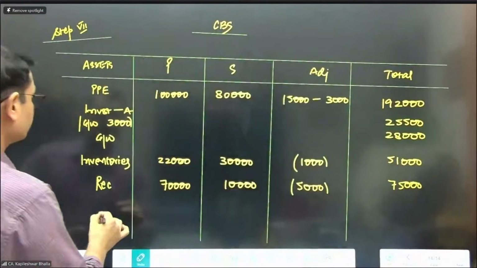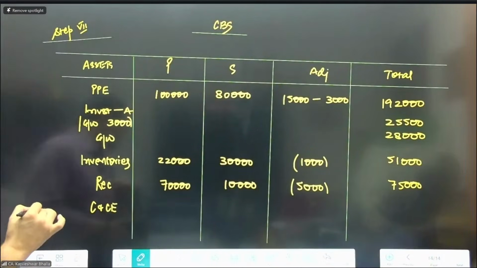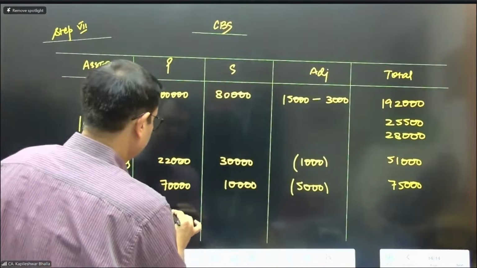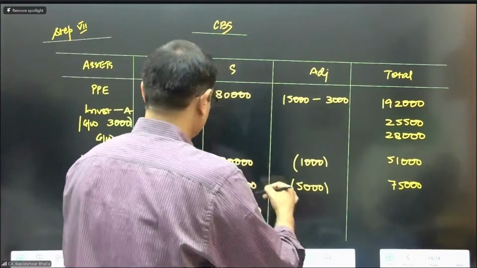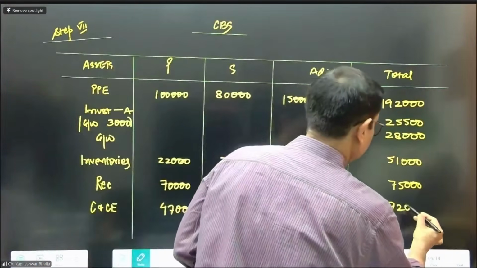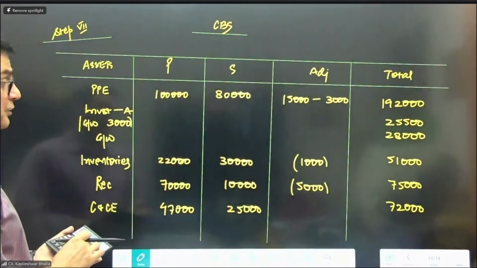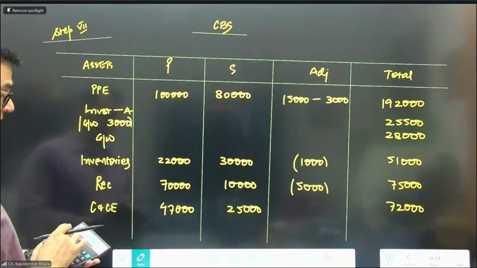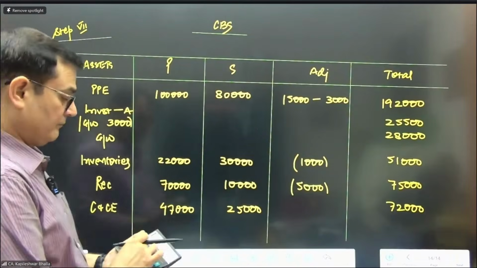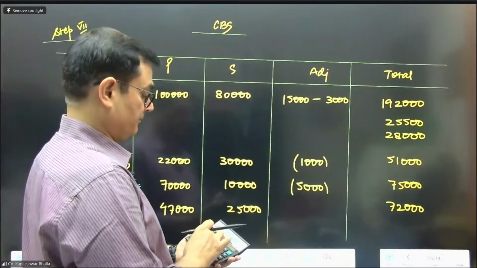Then there is cash and cash equivalents, and that's 47 and 25. That makes it, I guess, 72. And I think that's it on the asset side of the balance sheet. So let's see the total of the balance sheet. 192, 25, 500.